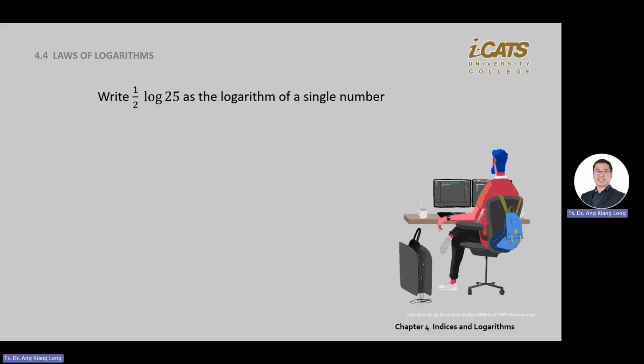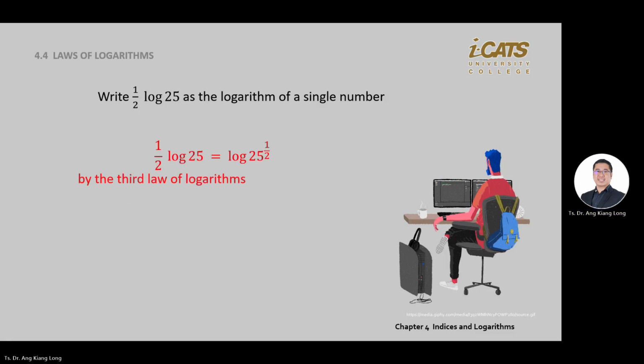Okay, so this one you should be able to do. What is this? Log. The answer is what? Log 5, because you move the half onto the 25. Half is square root. So the square root of 25 is 5. So like this, half, then you move it to the top here, equal to the square root of 25.